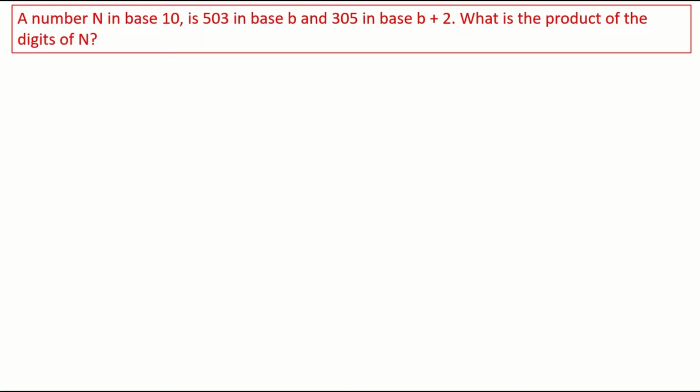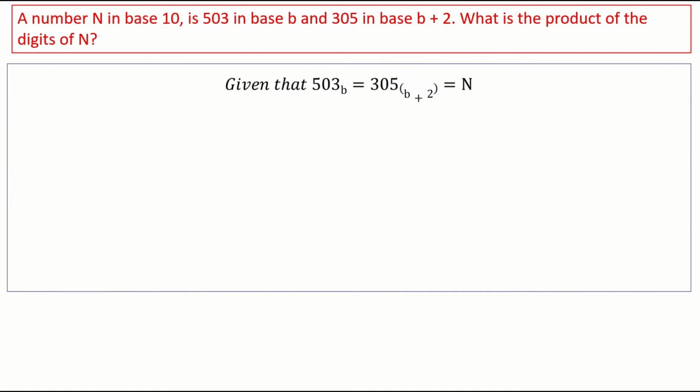A number n in base 10, we don't know what the number is, is 503 in base B. It is 305 in base B plus 2. What is the product of the digits of n? So first you find out n, then you get the product of the digits.